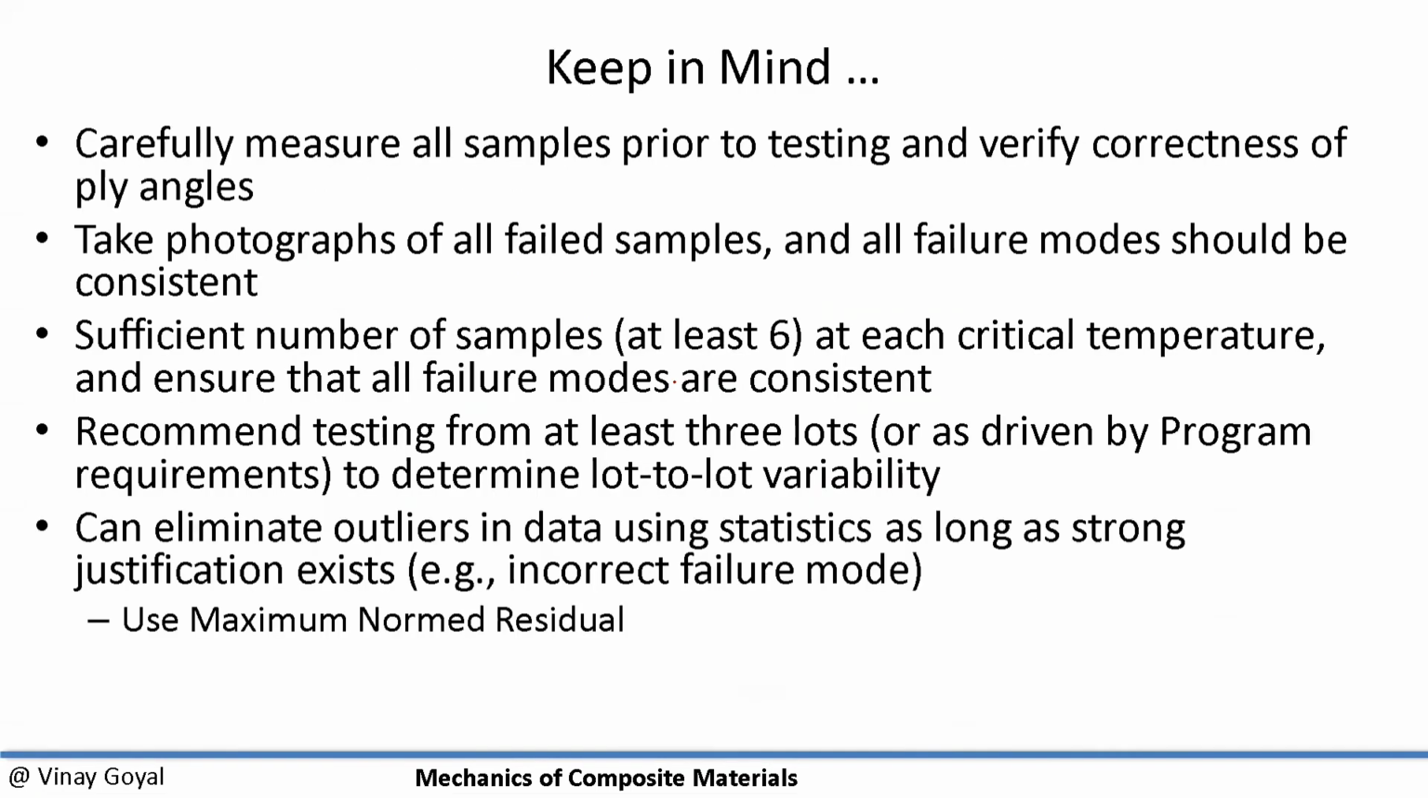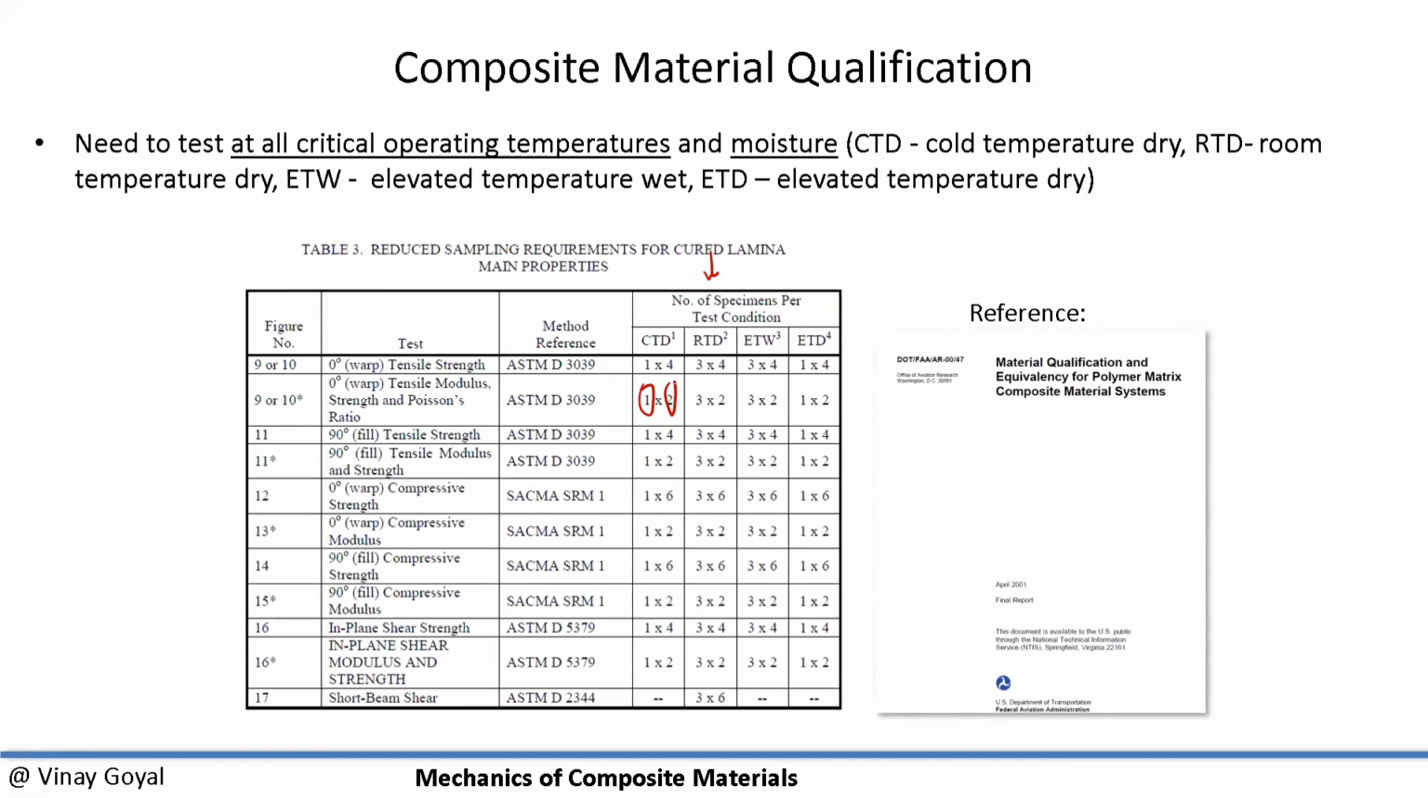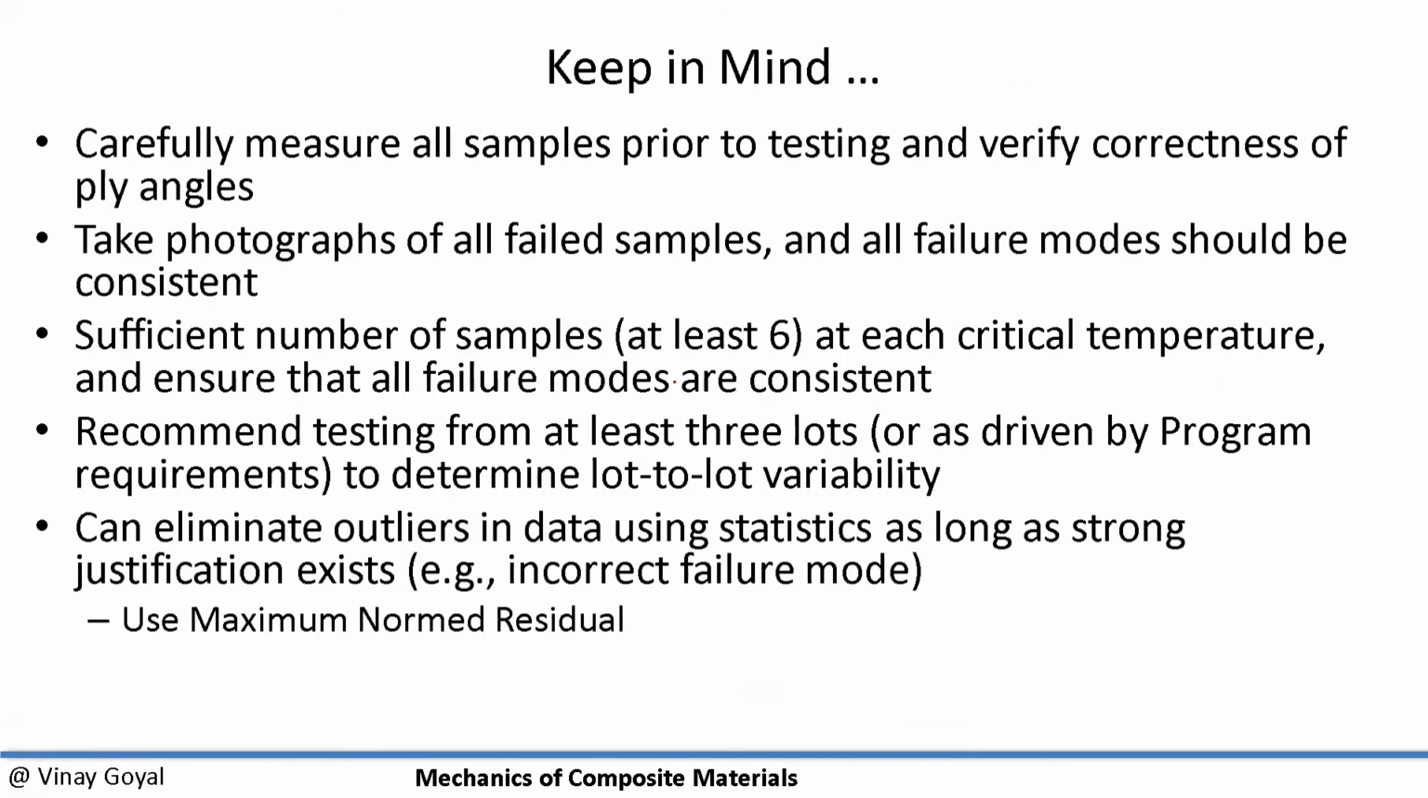So when you do testing, you're going to do a bunch of tests. We want to make sure that you carefully measure all the samples prior to test, verify the correctness of ply angles, take photographs of all failed samples and all failure modes. They all should be consistent. If there are some issues, you have to figure that out because you don't want to include data that's contaminated by a failure mode that's not of concern. Because if it results in a lower strength, it's going to pull the allowable strength to a lower value, which means now you have to add more weight.